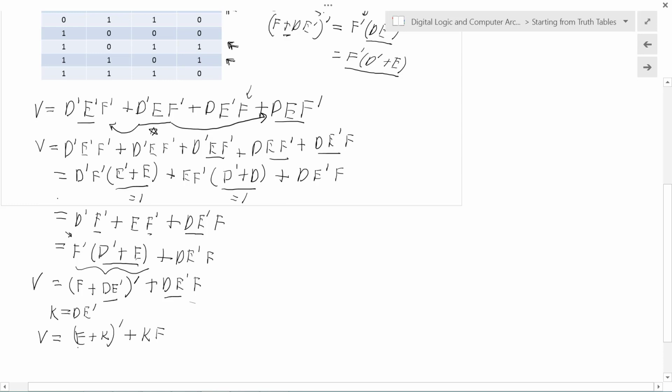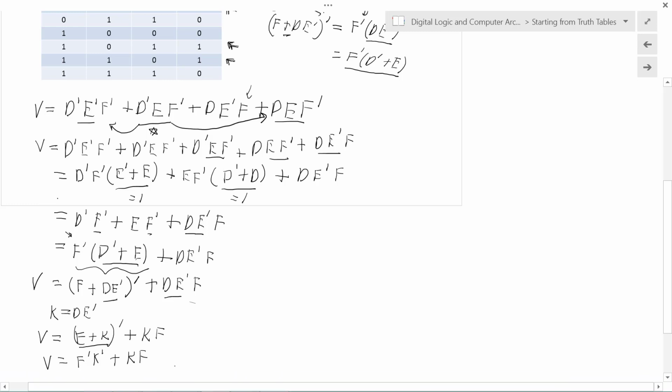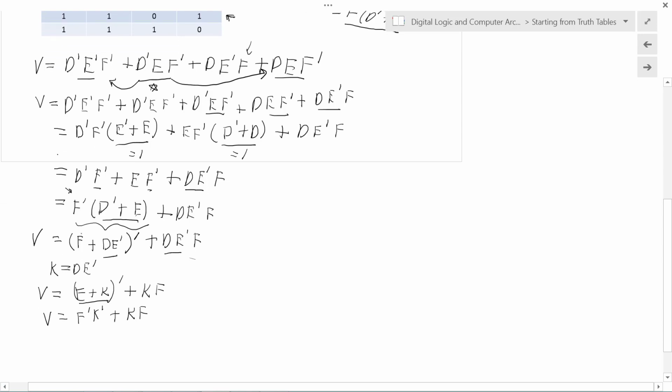Now, let's use De Morgan's law here. This is equal to F prime and K prime, and that's ORed with K and F. Now we have a very interesting system of equations here, because in our simplification we get F XNOR, or F equivalence, K. V equals F equivalence K, where K equals D ANDed with E prime.